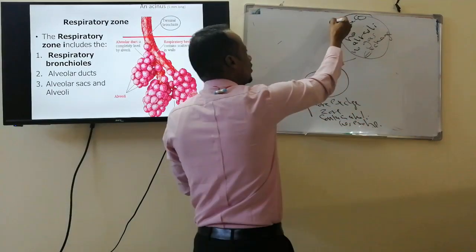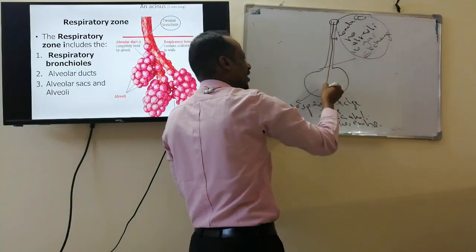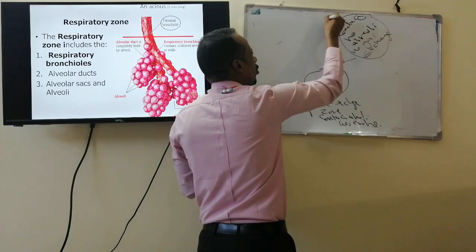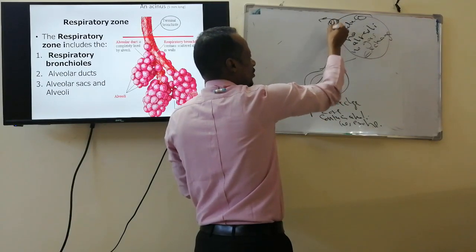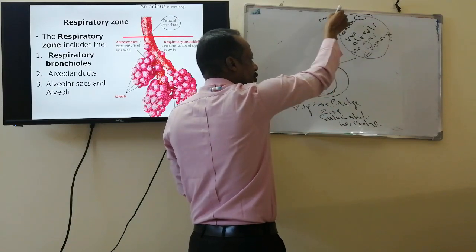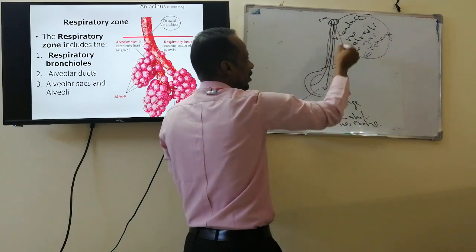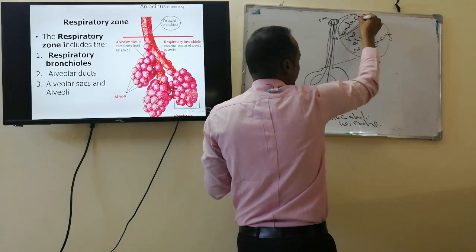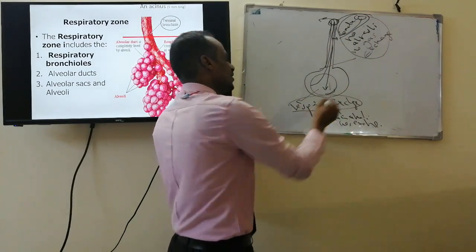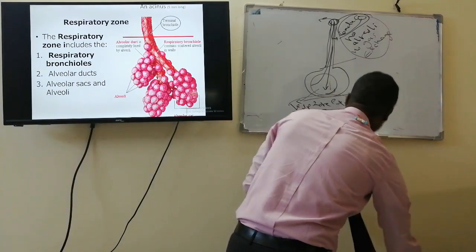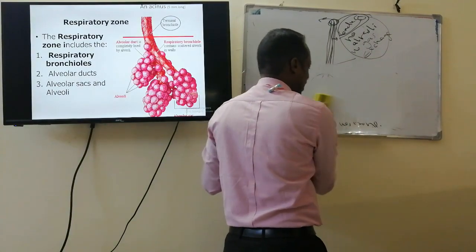Remember, the function of this part is to move the air in and out of the respiratory zone. So the function of the upper zone is to conduct the air to the respiratory zone. That is why we call it the conducting zone. And the respiratory zone, or exchange zone, is the area where gas exchange occurs with capillaries.